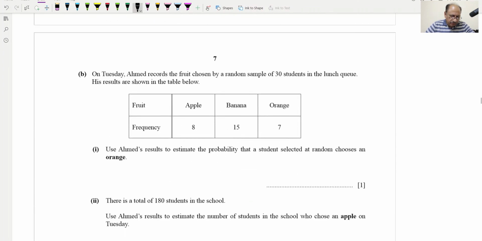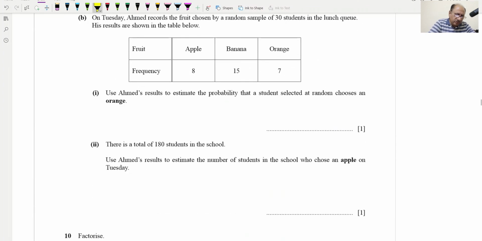And this was the 2 marks part which we are done with. Now this is B part. On Tuesday, Ahmad records the fruit chosen by a random sample of 30 students in the lunch queue. So his results are shown in the table below. Apples are 8, bananas are 15, oranges are 7. Fruit and frequency. Use Ahmad's results to estimate the probability that a student selected at random chooses an orange.